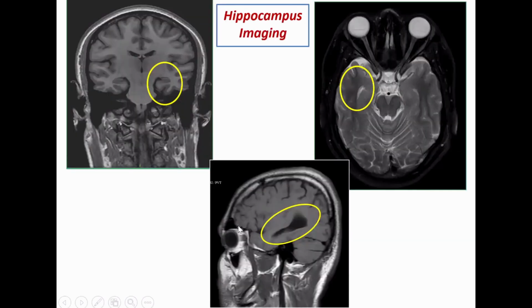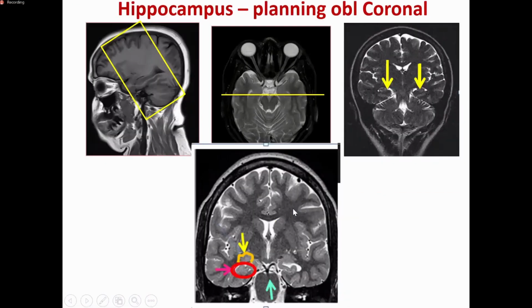And oblique planning will be required only in hippocampal imaging. Suppose you're doing an epileptic patient or a seizure protocol, you will have to focus on the hippocampus. So this is the hippocampus on all three different planes, and you need to plan sections. So in your sagittal, look at the long axis of the hippocampus. The most important sequences will be your high resolution coronal T2 and a coronal 3D SPGR.